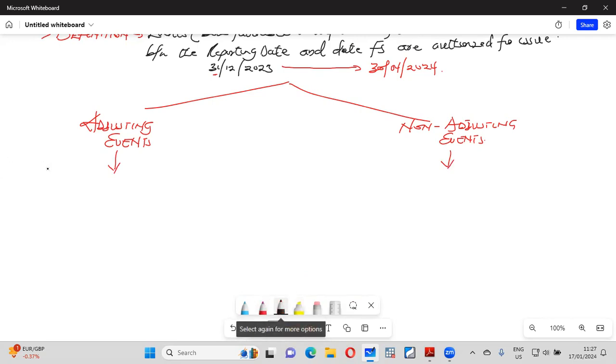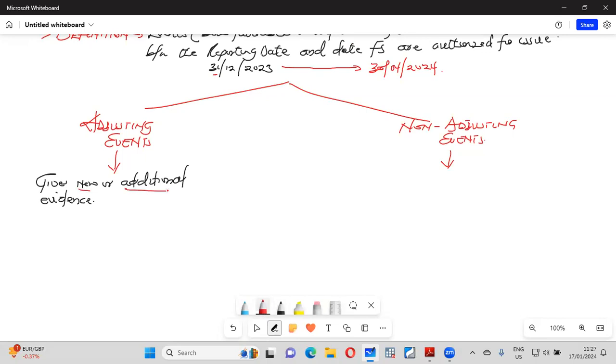Now, adjusting events, bear in mind, give you new or additional evidence. So that is it. It is granting you a new or additional evidence. Evidence of what? Evidence of conditions or situations that existed, or any situation or condition existing at the reporting date.